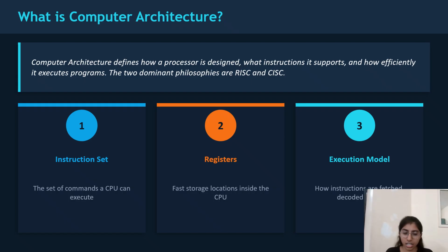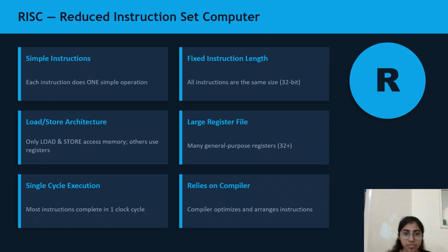Over decades of computing history, two major philosophies have emerged for designing the CPU. Those are RISC and CISC. RISC stands for Reduced Instruction Set Computer. The core idea behind RISC is keep it simple. Every instruction should only perform one basic operation, nothing more. Let us see the six key principles of RISC.